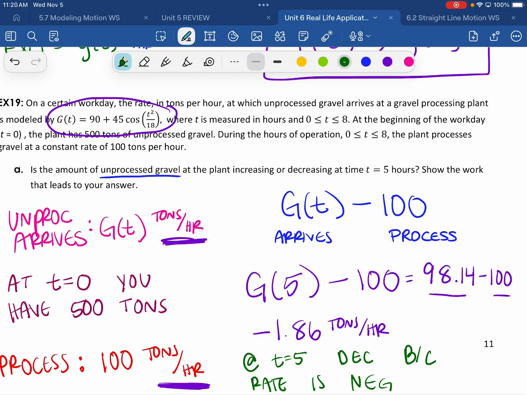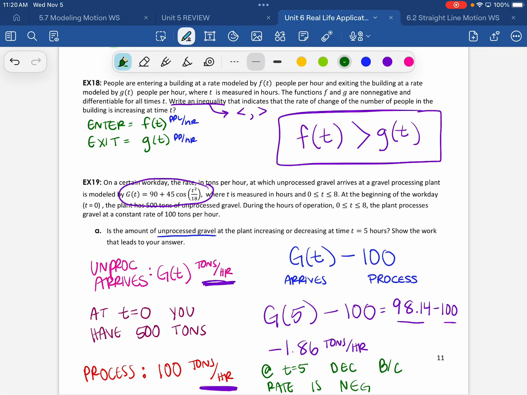Okay. But since this one is already a rate, this is already tons per hour, and then this is a constant rate of 100 tons per hour, my units match. I'm not doing the derivative. I'm not going to add a t. We're good to go. Kind of make sense? A little bit?